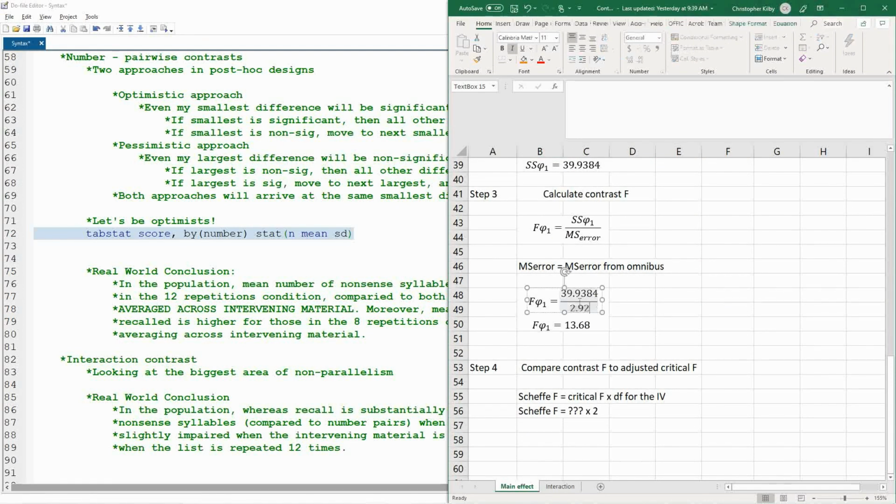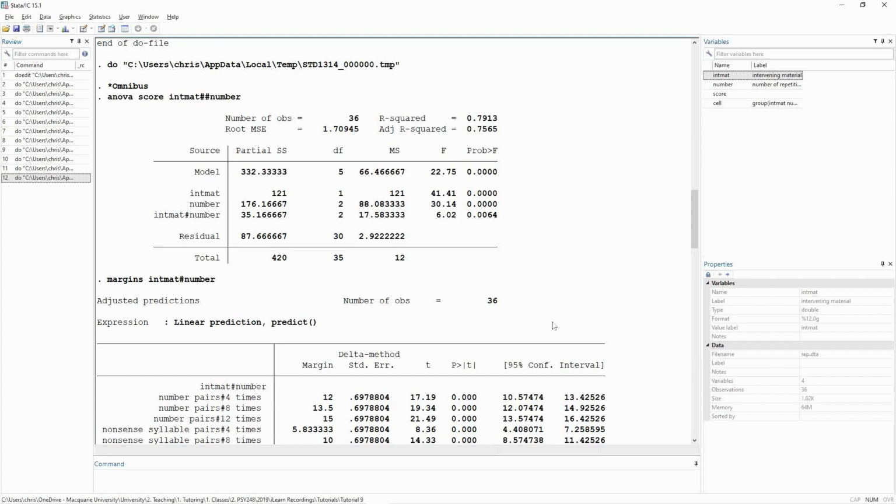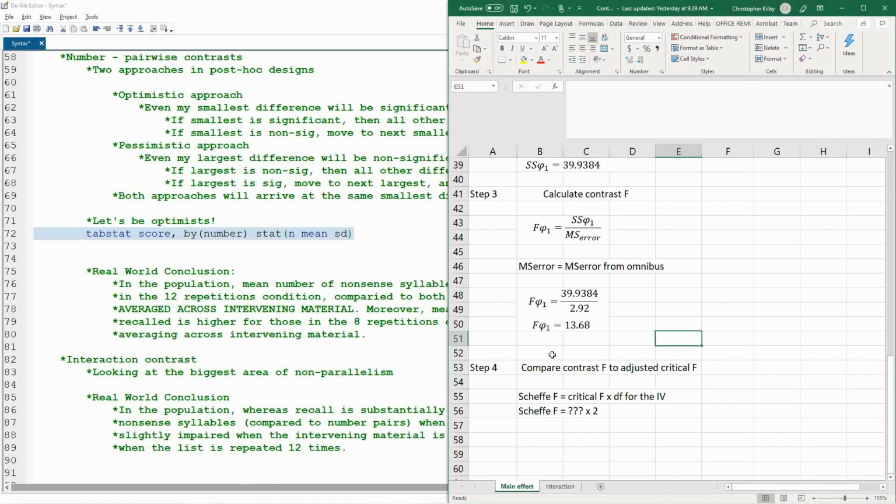So this equation then becomes 39.9384 divided by 2.92, and that gives me an F of 13.68. So this is my obtained F. This is the equivalent of this F here. So how do I know if that's significant? How do I know if 13.68 is a significant F? And how do I adjust for multiple comparisons?